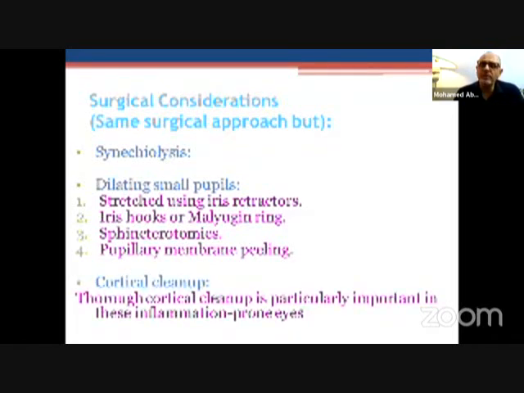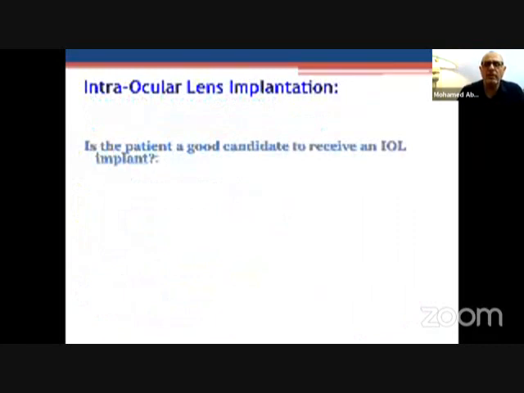Last point is that you need to do a very good cortical cleanup. You cannot leave any lens matter behind in this potentially inflamed eye. The question you need to ask yourself is whether this patient is a good candidate for intraocular lens implantation.